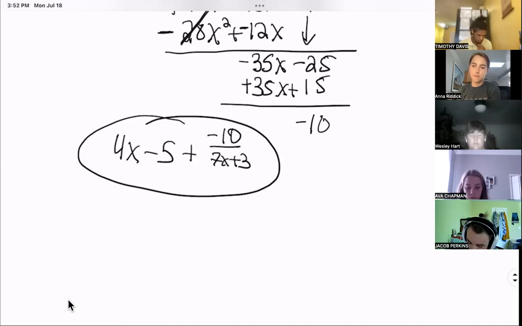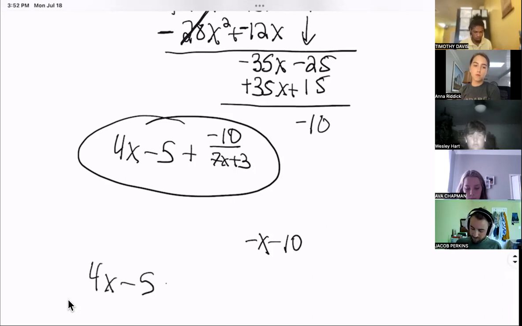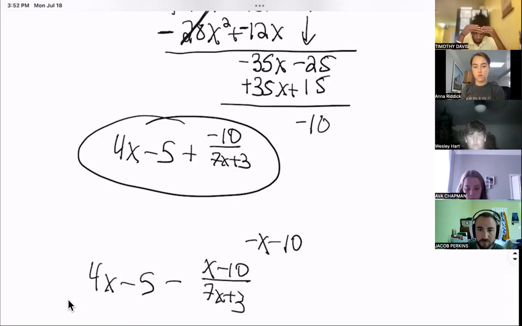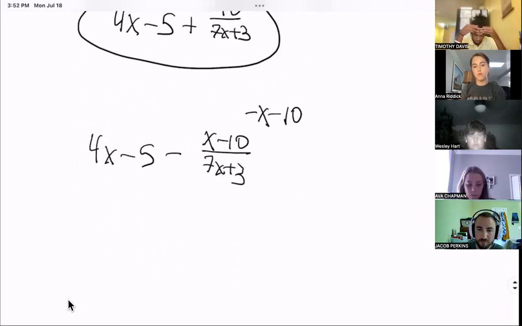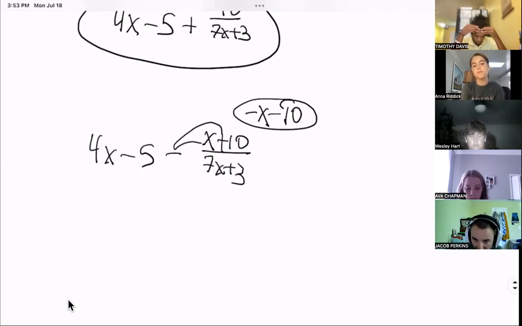The reason I do this is if I have, let's say for a minute, I don't have negative 10 remainder. I have x minus 10 remainder or negative x minus 10 remainder, because that's going to happen eventually. So the reason I do this is, I'll show you. Minus x minus 10 over 7x plus 3. Okay, this would be wrong. Let me push it up a little bit first. So let's say this is my remainder and I wrote this. This would be wrong because what I would have to do is make this a plus. Why? Because that negative has to distribute to both.